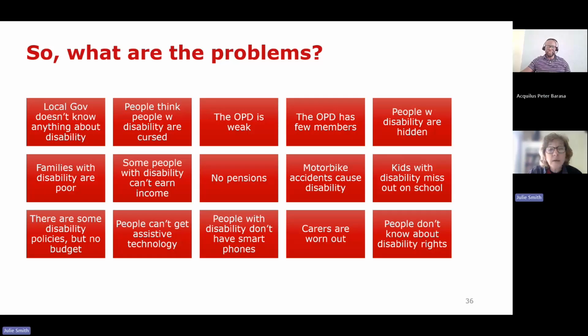The government has some disability policies, but not much budget to do anything about it. People can't get assistive technology or devices. People with disability don't have things like smartphones. The carers are worn out, and people with disability and without disability don't know anything about disability rights. Okay, so those are the problems.